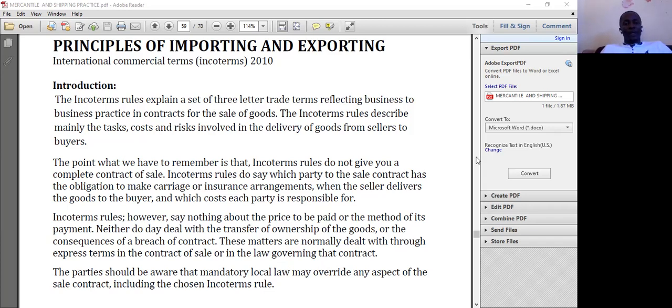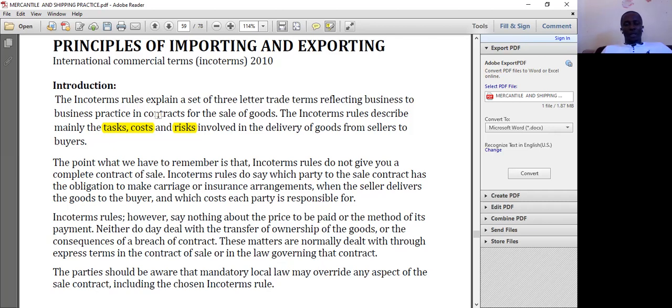So in the introduction, the Incoterms rules explain a set of three-letter trade terms reflecting business-to-business practice in contracts for the sale of goods. So the Incoterm rules describe mainly the task, the cost, and the risk. These are the things mostly covered in the Incoterms. That is, who does what? That is the task. Who pays for what and up to where? And who bears the risk? Those three things only. Okay.